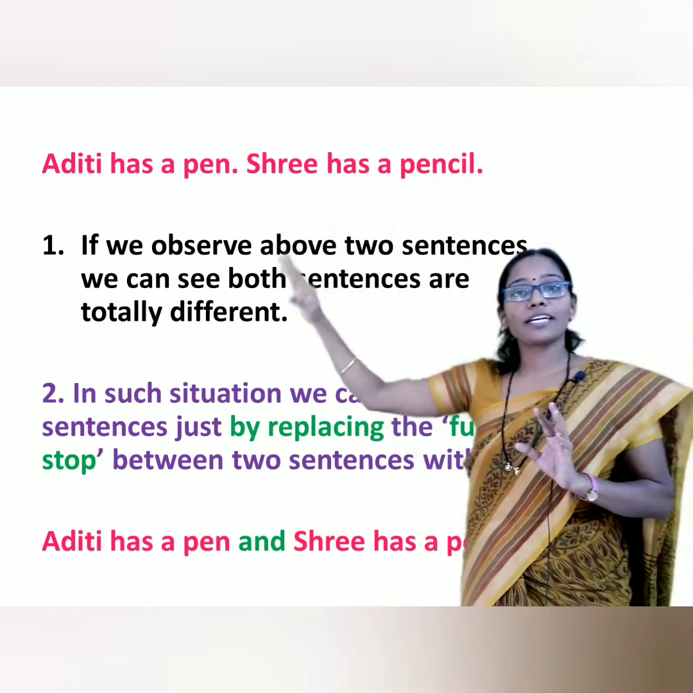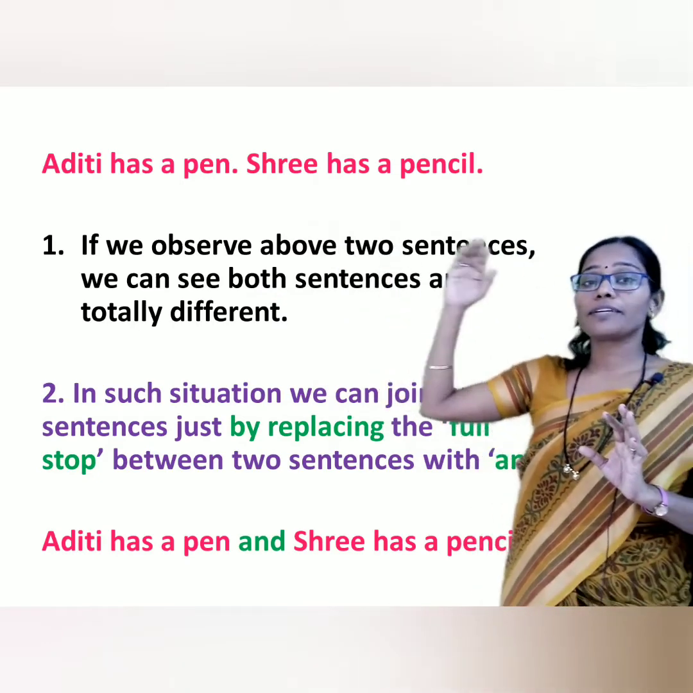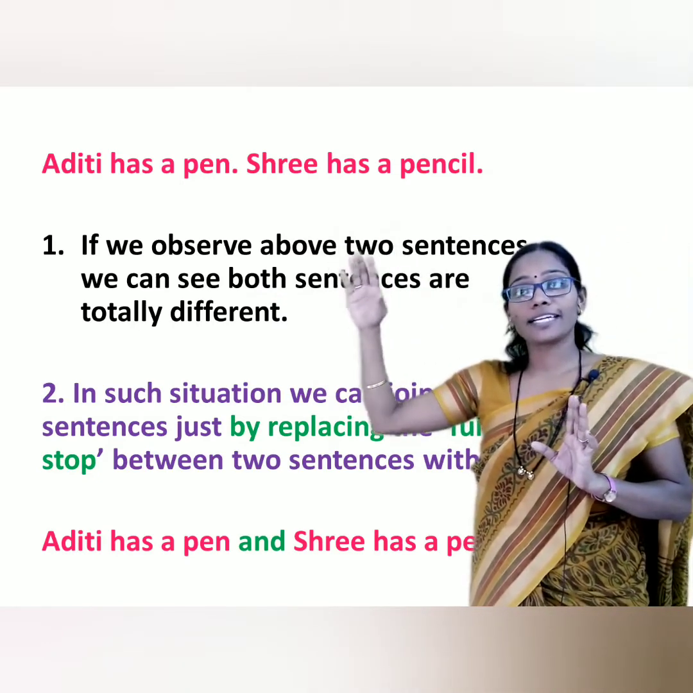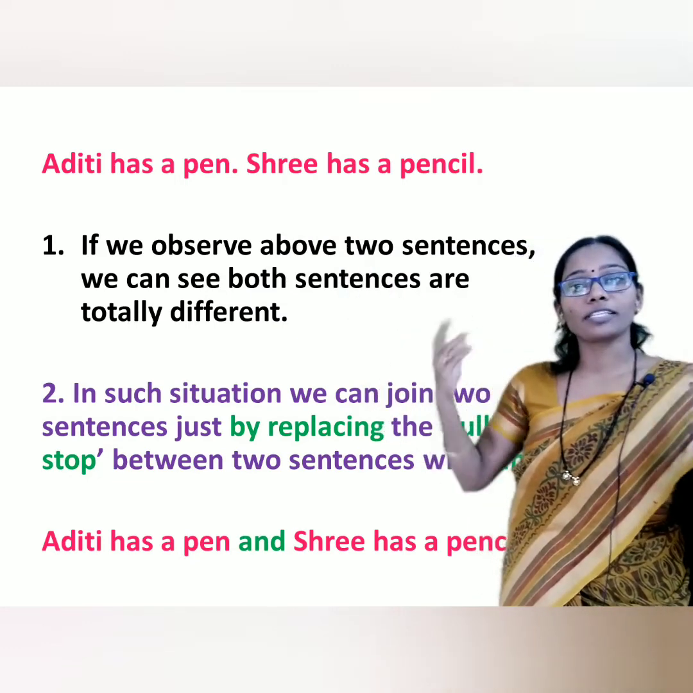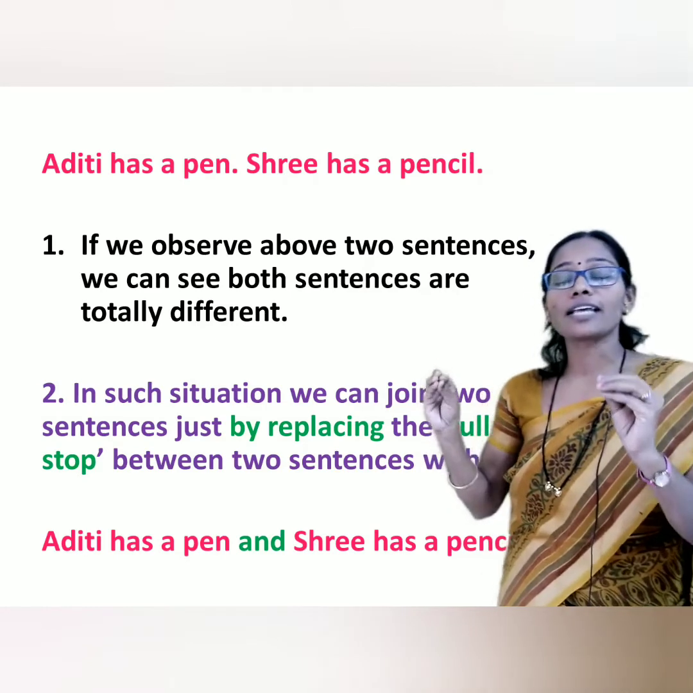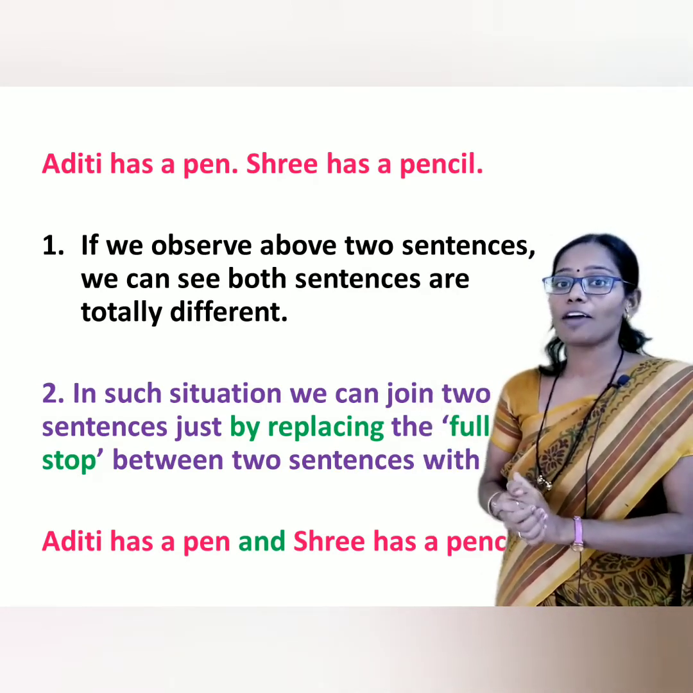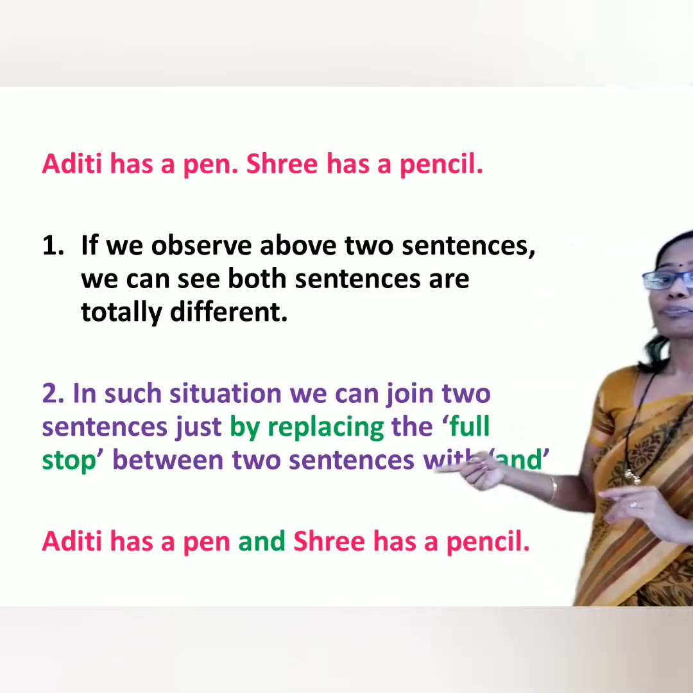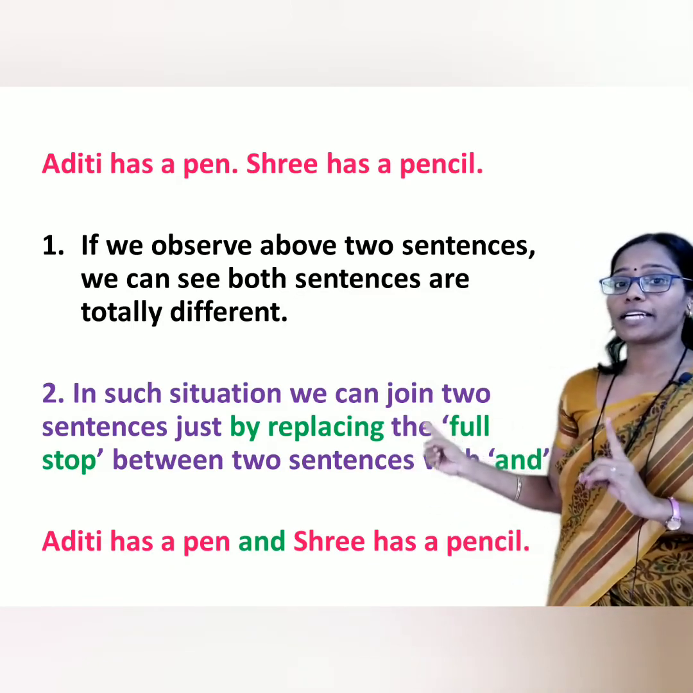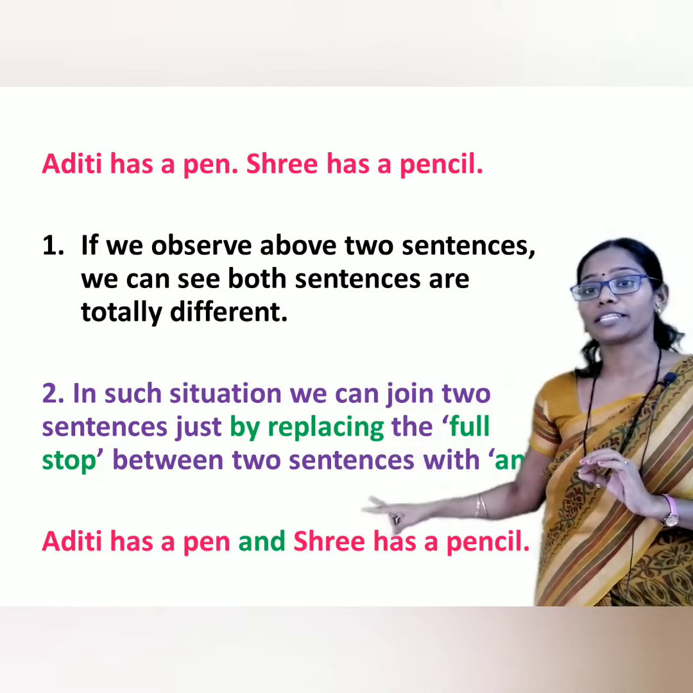In the first sentence, we are talking about Aditi. In the second sentence, we are talking about Shri. In the first sentence, Aditi has a pen. In the second sentence, Shri has a pencil. It means whatever things they have, they are also different. It means the sentences are completely different. In such a situation, what do we have to do? First of all, we can join these two sentences just by replacing the full stop between the two sentences with "and".